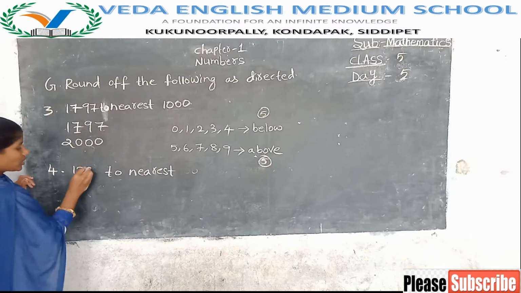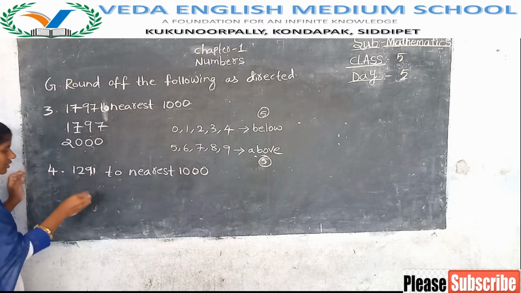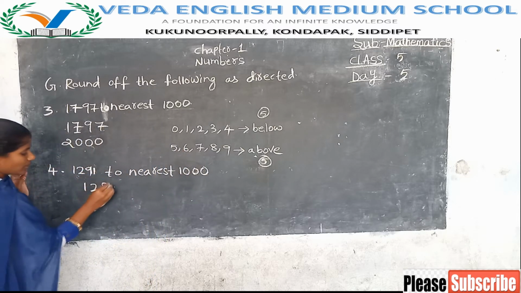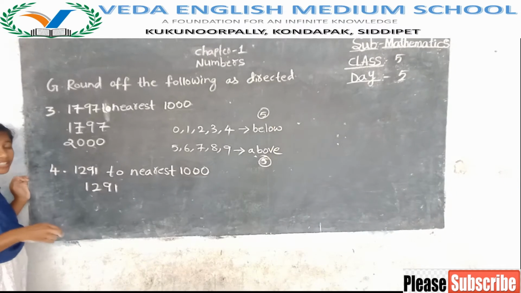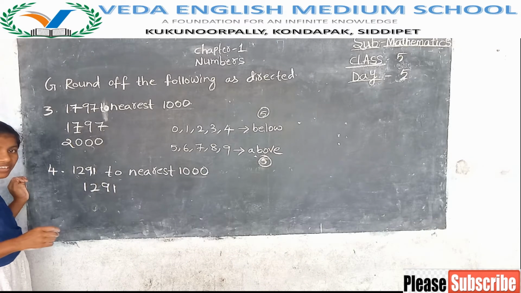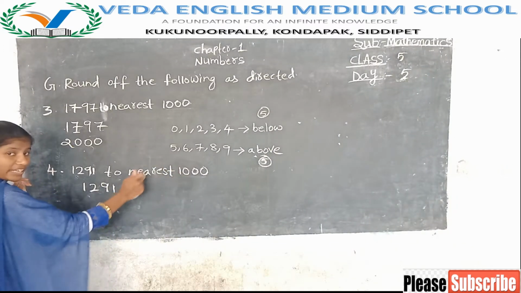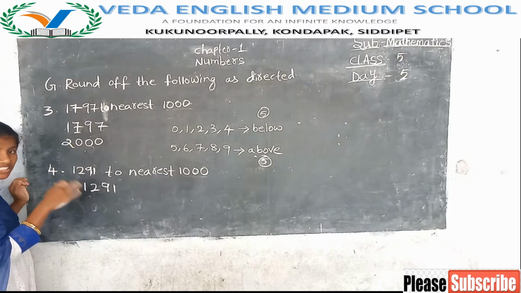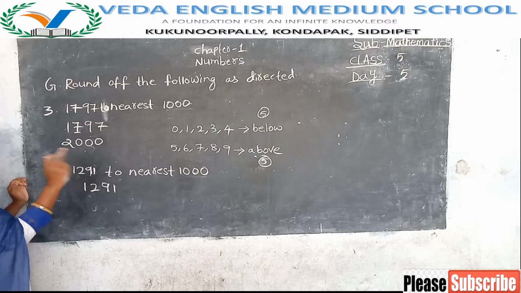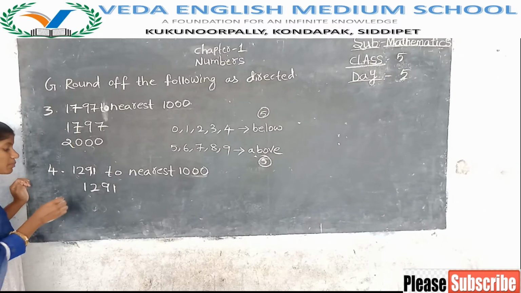1291. 1291 nearest to 1000. Same like the third one only. Now here also we are asking nearest thousands. Nearest thousands means which place value do you have to check? Very good. The hundreds place value you have to check, because if they ask nearest 1000, then you have to check the hundreds place. If they ask nearest 100, then you have to check the tens place. If they ask nearest tens, then you have to check the ones place. You check the place value before it. Now here they are asking nearest thousands, so we have to check the hundreds place number.